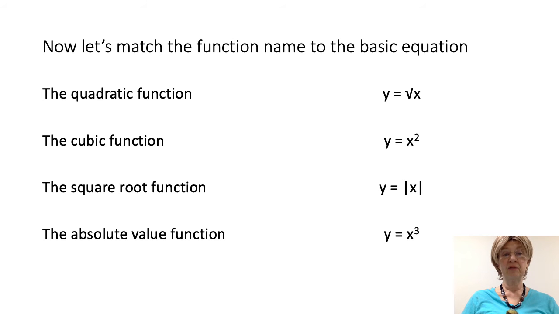Now let's match the function name to the basic equation. The quadratic function. Can you find it? There it is. The cubic function is all the way at the bottom. The square root function is all the way at the top. And if you know which one is left, you know that that's going to be the absolute value function.